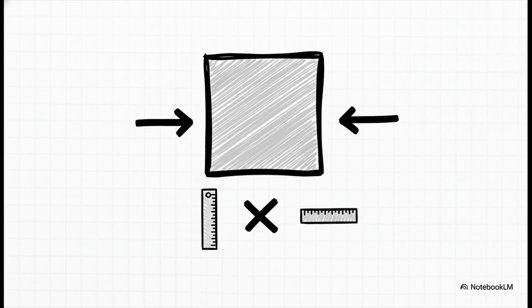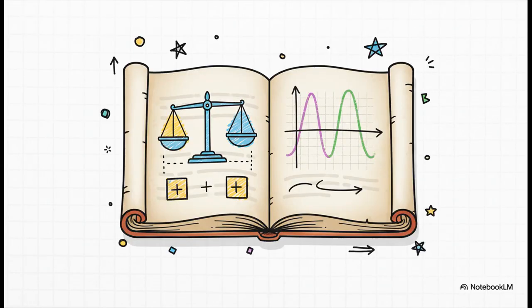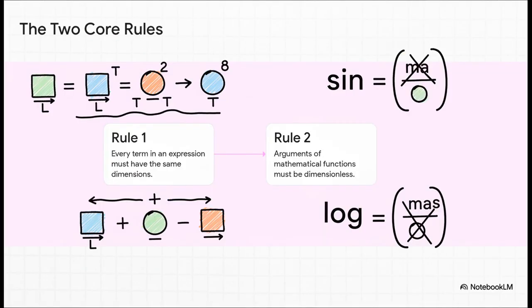Now let's get to the rules that make it so powerful. So we've got our building blocks. Now we need the rules of the game. And the great thing is, there are really only two core principles that make this entire system work, and they are shockingly simple. The first rule is the big one, the absolute foundation. Every single piece of an equation that you are adding or subtracting has to have the exact same dimensions. The second rule is a little more specific. If you're plugging a value into a function, say sine or a logarithm, that value has to be a pure number with no dimensions at all.